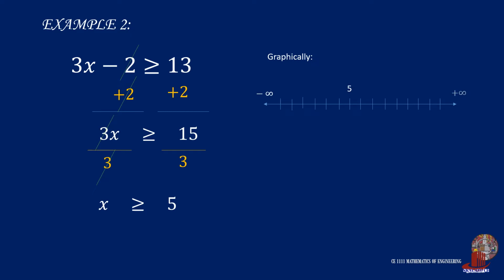Showing it on a graph, we place a closed interval on 5, and the arrow goes to positive infinity to show greater than. So the interval notation will be written as a bracket with 5, and then positive infinity closed with a parenthesis.